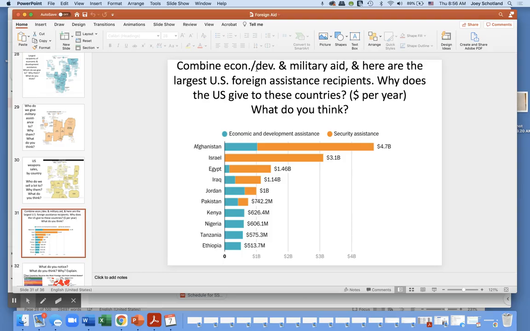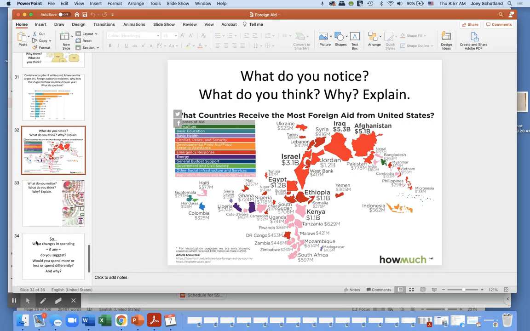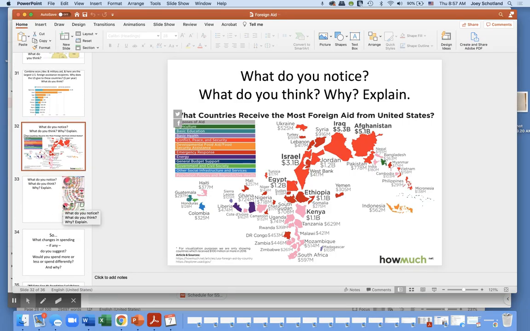If you combine economic and military aid, here are the largest recipients now. It's Afghanistan, Israel, and so what do you think? This is another look at it. We spend a lot of money here fighting terrorism. And in the Middle East, we're worried about oil. We spend a lot of money in Central and South America trying to fight the war on drugs.